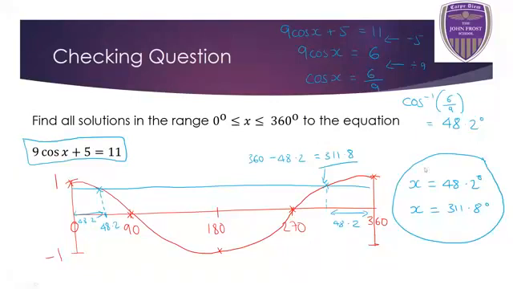So that question is just the rearranging part at the beginning, which is the bit that's slightly harder. Once you've done that and got the 48.2, the rest of it is the same as what the whole lesson has been about. Okay, thank you.